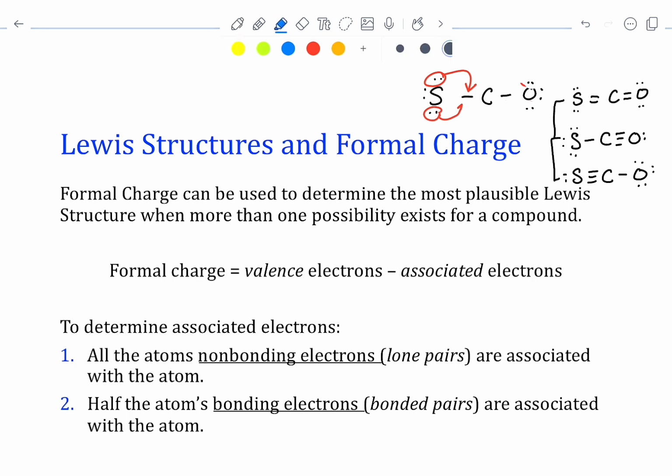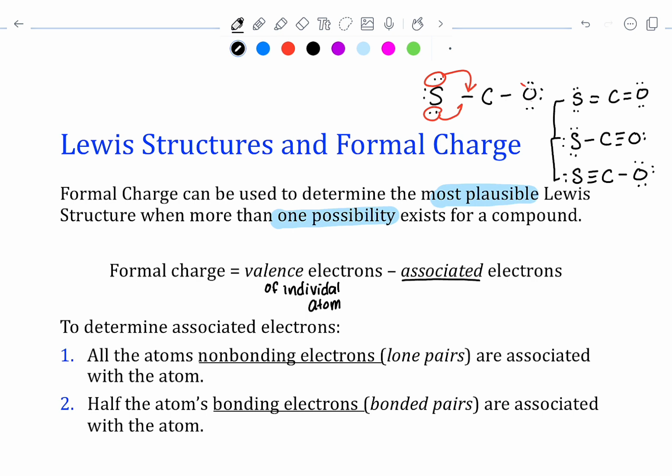So our formal charge says that we can utilize it to determine the most plausible Lewis structure when more than one possibility exists for a compound. So we can use formal charge to tell us which one of these structures is going to be the most preferred. To calculate formal charge, we have to take the difference of our valence electrons of our individual atoms and subtract off its associated electrons.